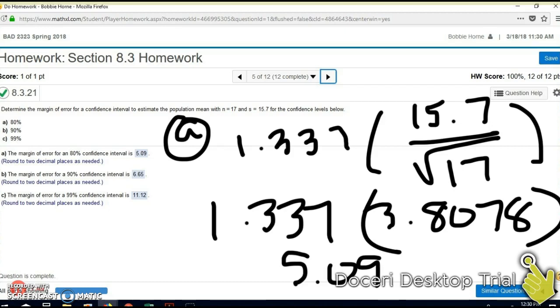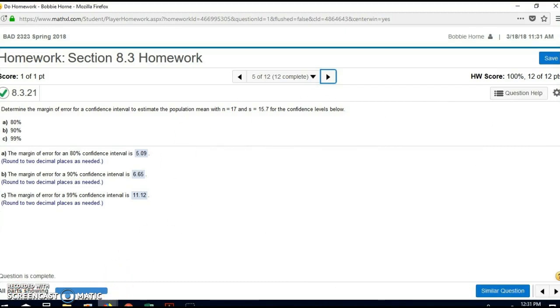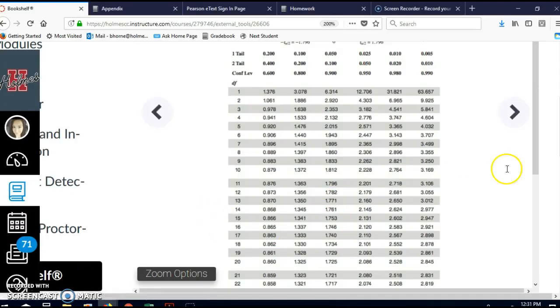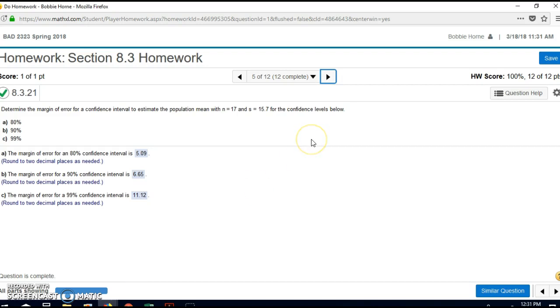5.09. Okay, now for B, we're going to look up 90% confidence interval in our table. 90% confidence interval with the degrees of freedom of 16. So you would go to your chart and go to degrees of freedom of 16 and 90% confidence interval. Here's 0.90 right here. Degrees of freedom of 16. You get 1.746.